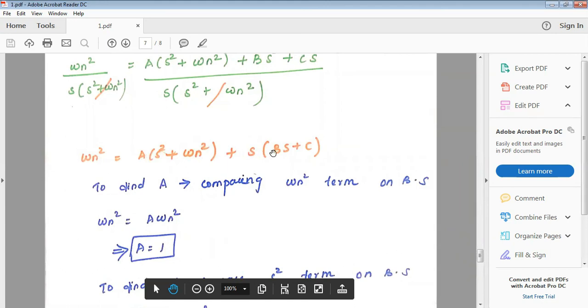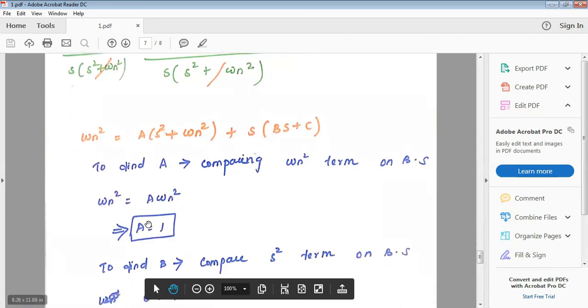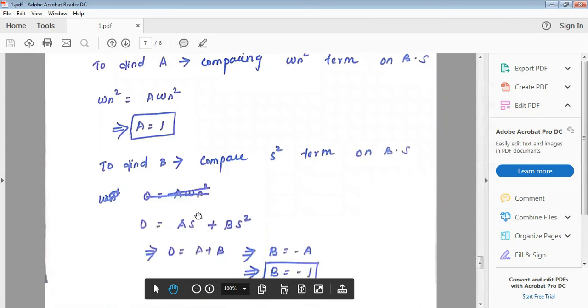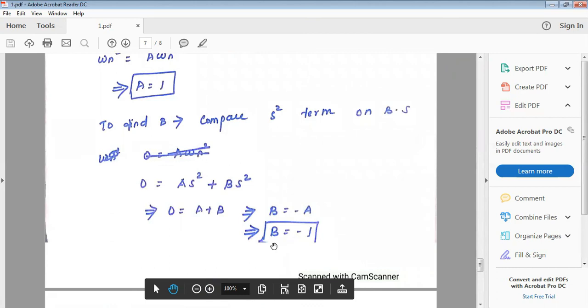Next, to find out b, we have to see the coefficient of s square. So we compare the s square term. On the left hand side there is no s square term, so we get 0 is equal to a s square plus b s square. Just comparing the s square term, we get a plus b equal to 0. We already know the value of a is equal to 1. By substituting this, we get the value of b is equal to minus 1.